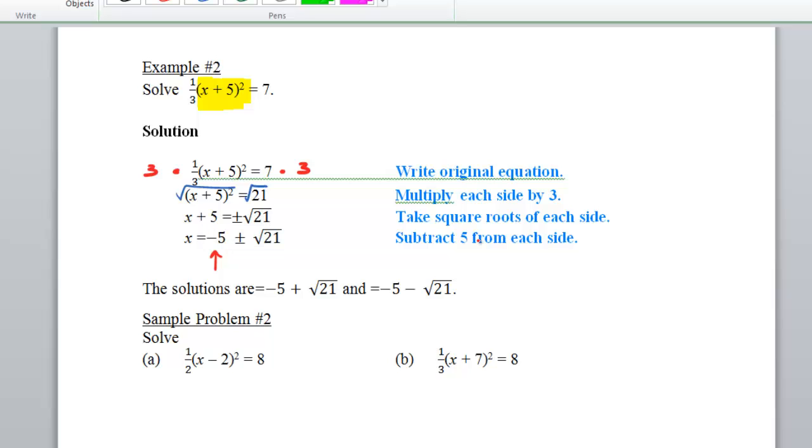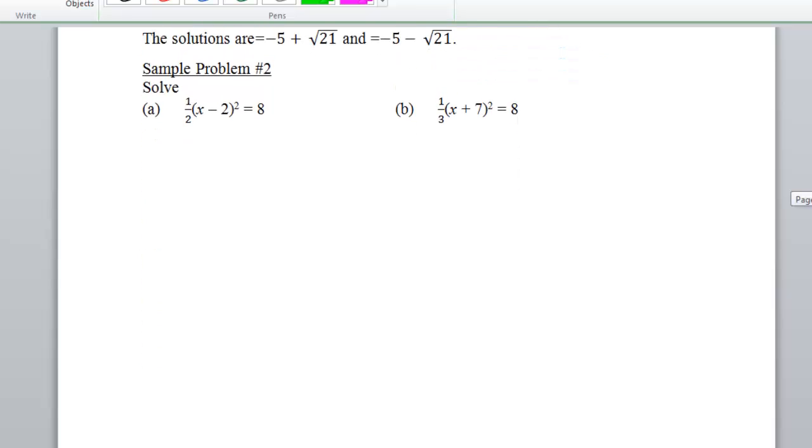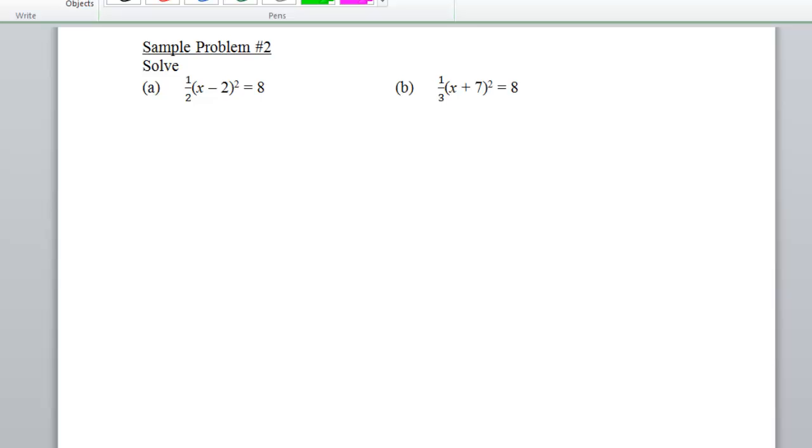Now, if you notice in this particular problem, the square root of 21 cannot be reduced. However, you may get in a later problem a radical that's a perfect square, and at that point you would want to break up the two parts, the plus and the minus, so that you could combine the like terms that were given. So let's go ahead and take a look at a couple examples here. Sample problem 2 has a part A and B, so go ahead and stop the video at this time and try to work those, and then come back and look at the solutions.